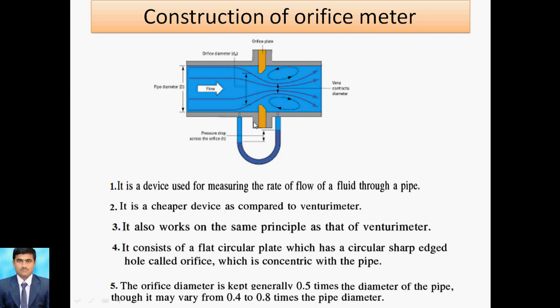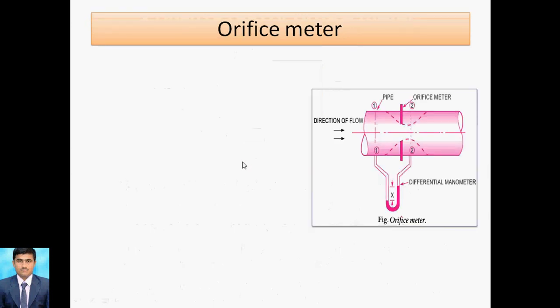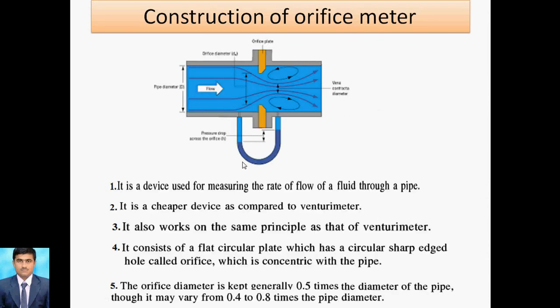Then the orifice diameter is typically 0.5 times the diameter of the pipe. So the diameter ratio is about 0.5, and it may vary from about 0.4 to 0.8. So this is regarding the orifice meter. It gives approximate values of the discharge.